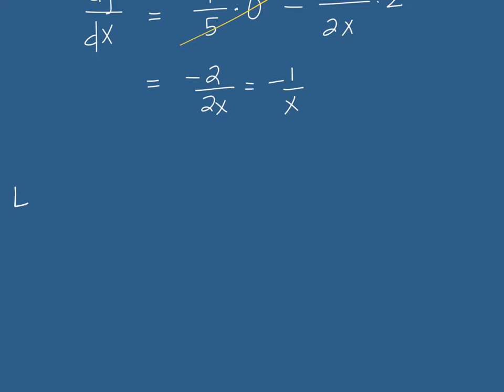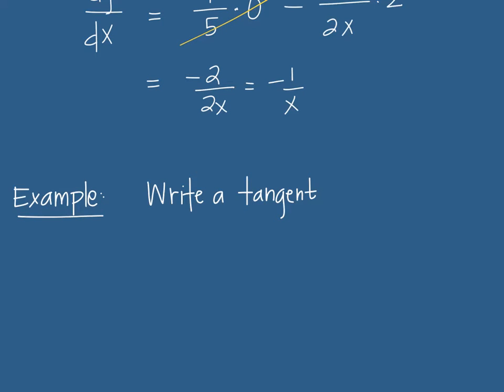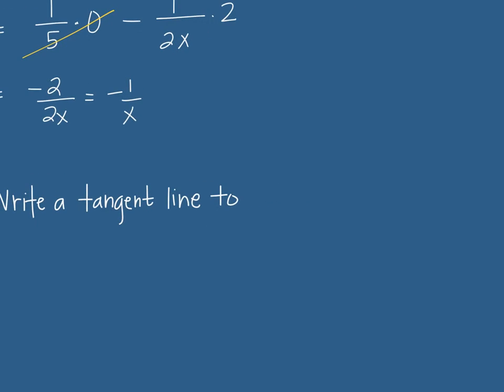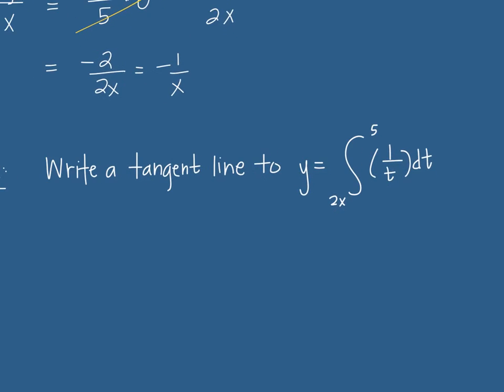Okay, new kind of example. All right, write a tangent line to the function y equals the integral of 2x to 5. It's the same function we just did. 1 over t dt. At the point x equals 1.